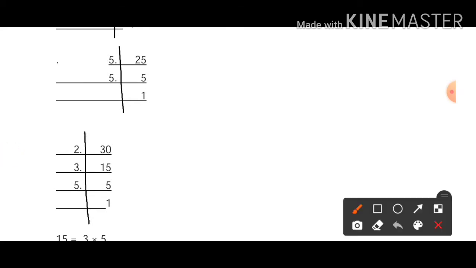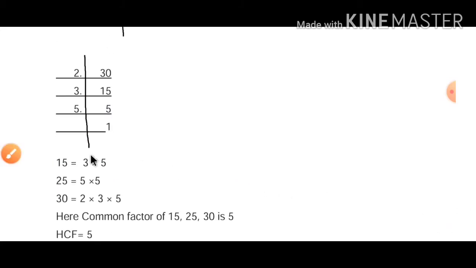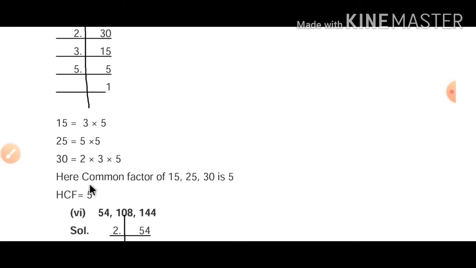Now 30. 30 is an even number, so it is divisible by 2. How many times? 15 times. So 2 fifteens are 30, 3 fives are 15 and 5 ones are 5. So the prime factorization of 30 is 2 multiply 3 multiply 5. Now we'll write its factors. So factors of 15 is 3 multiply 5, 25 is 5 multiply 5 and 30 is 2 multiply 3 multiply 5.